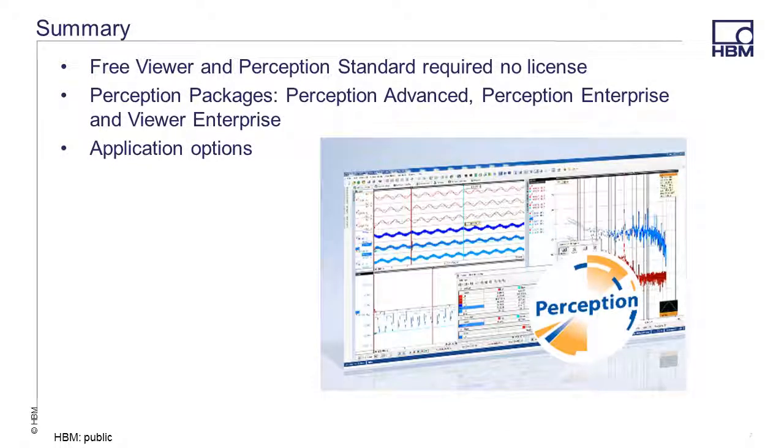In summary, the Perception software is dongle protected. There are 2 free versions, Free Viewer and Perception Standard. Licensed versions add additional capability, and the application packages further simplify specific measurements. The maintenance on a license must be current to upgrade to a newer version of software.